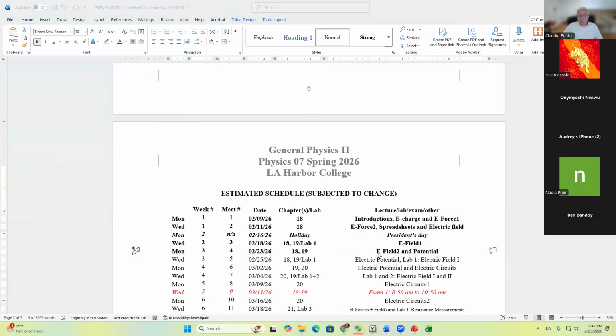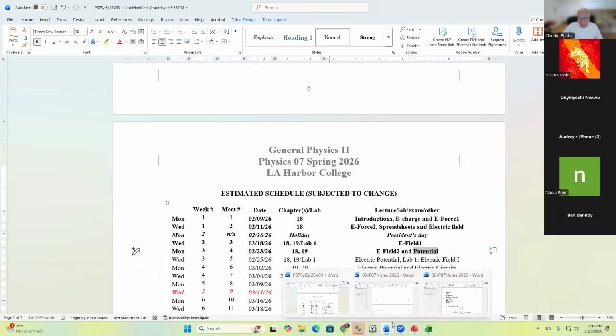And we will continue with the electric field, and hopefully we're going to get into the electric potential. Okay, electric potential here. And then when we finish the electric potential, we'll be ready to discuss lab number 1, because lab number 1 makes use of the concept of the electric potential.